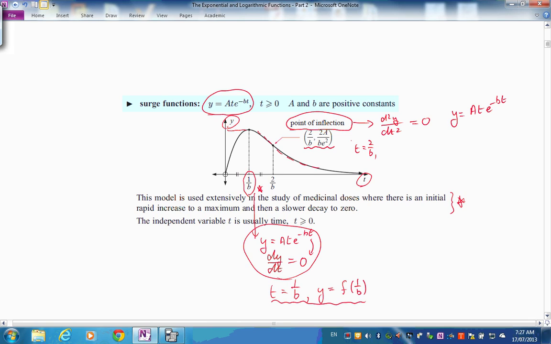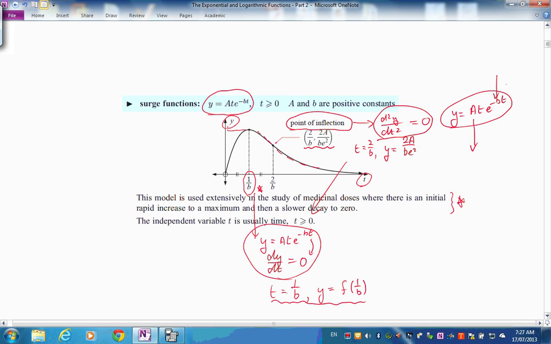But otherwise, you might just note down in your notes that the point of inflection is at t equals 2 on b, actually twice the value of the maximum point, isn't it? And the y value, or whatever the context is, is 2a over b e squared. You could write that down rather than try to work with the actual function algebraically and get the second derivative. So I think you should make those notes now, because this is typical of a surge function. Obviously, in any given context, you need to feed in your particular A's and B's there.